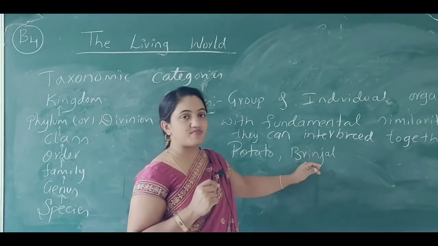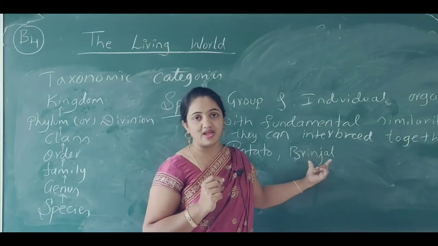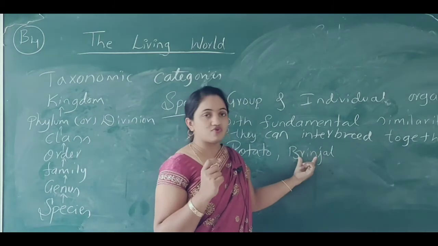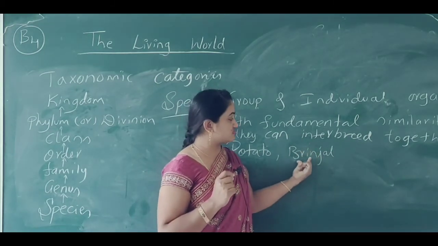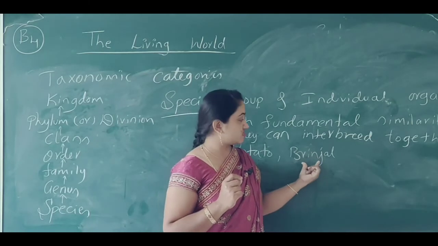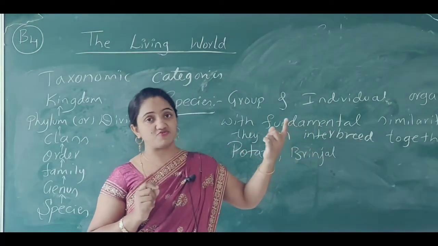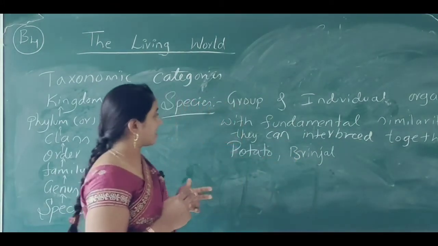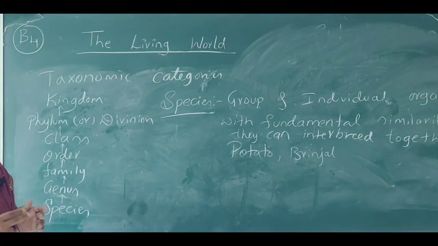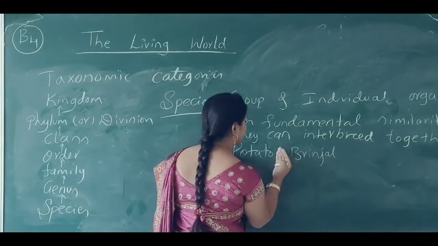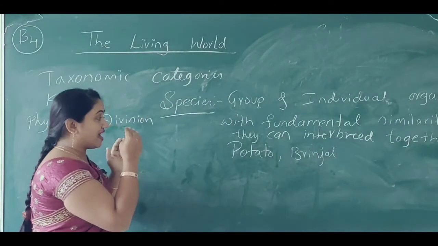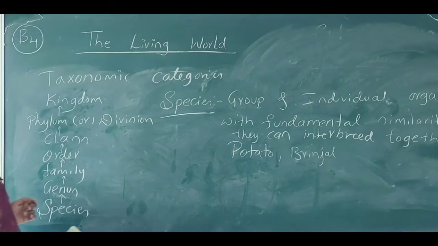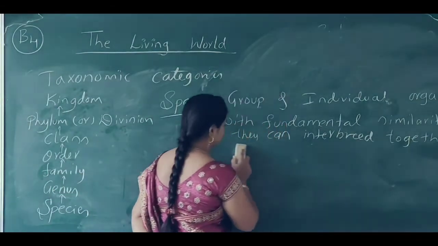But if we come to the brinjal, first the brinjal plant bears a flower. After the pollination, the fruit forms. So we can conclude here: one species of brinjal and one more of the same species of brinjal can interbreed together. So we can call this group of individuals with fundamental similarities, which can also interbreed together, a species.